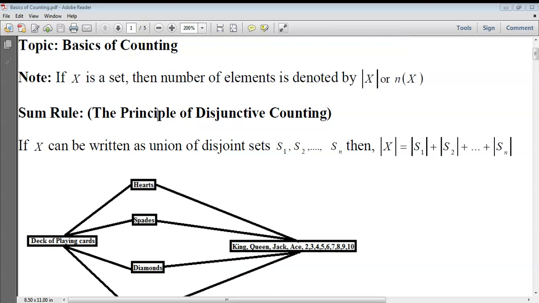Good evening, students. Today, let us see the topic basics of counting. It comes under Unit 3. Unit 3 name is elementary combinatorics.